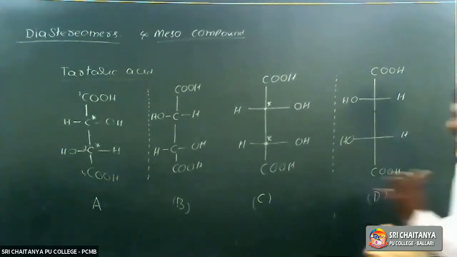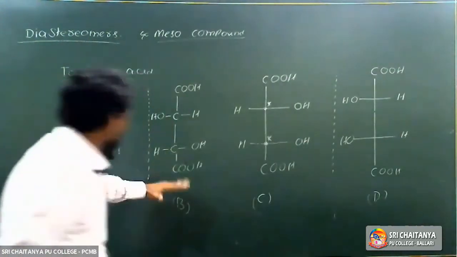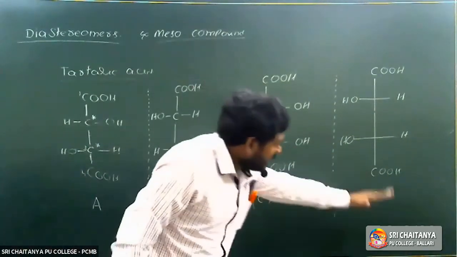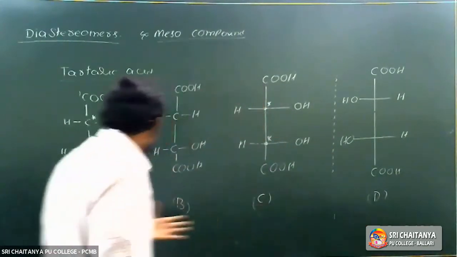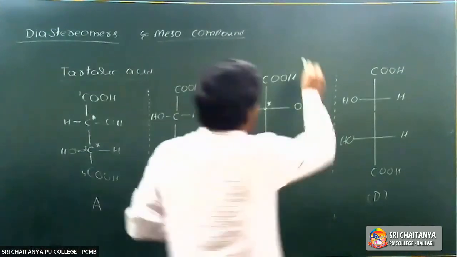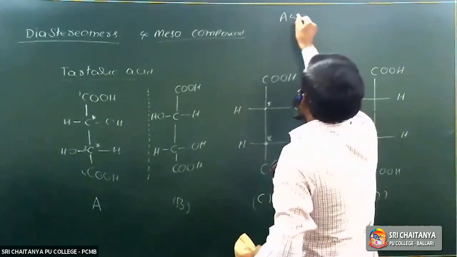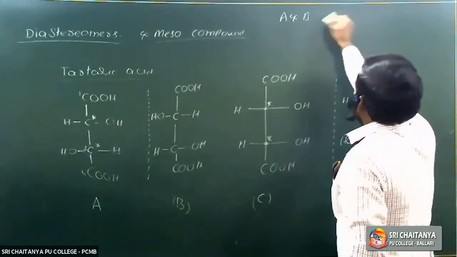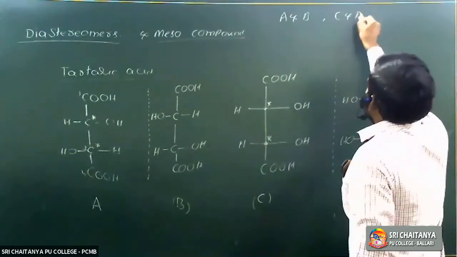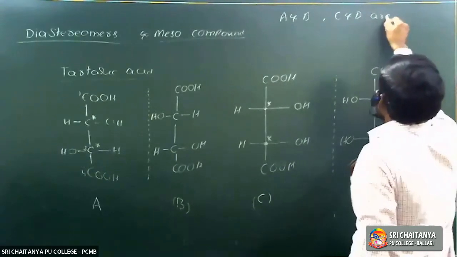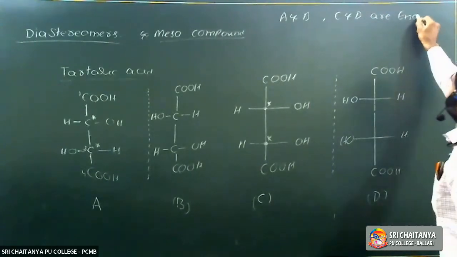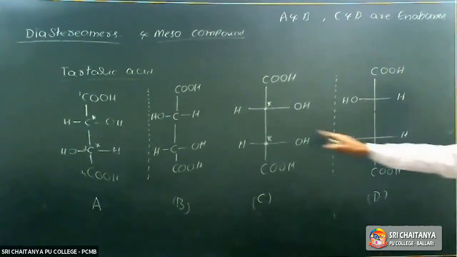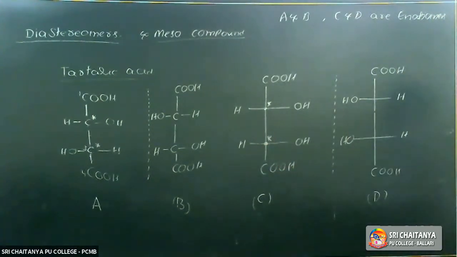Now, A is non-superimposable on B. Next, C is non-superimposable on D. So A and B are enantiomers, and C and D are enantiomers.